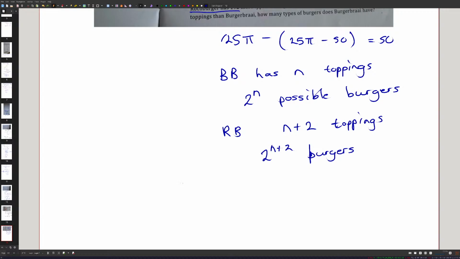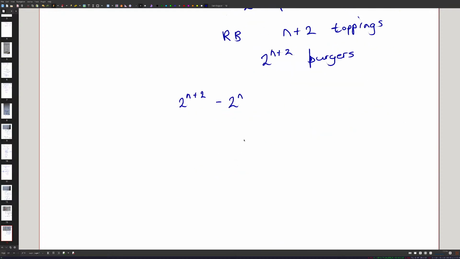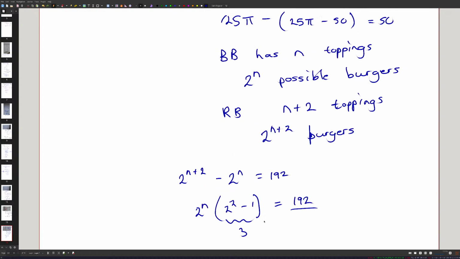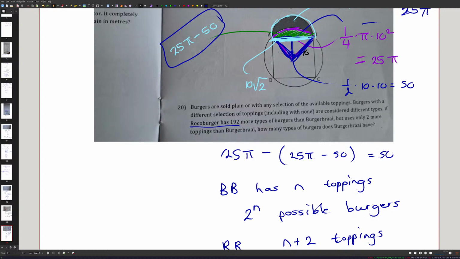And so we are given that 2 to the n plus 2 minus 2 to the n is 192. And so we can factor out, we get 2 to the n times 2 squared minus 1 is 192. And this is 3. So if we take 192 divided by 3, you get 64. And so the number of toppings that Burger Bry has is 6, and the number of possible burgers is 64. So I guess the answer that they're looking for here, because they ask for types of burgers, is 64.